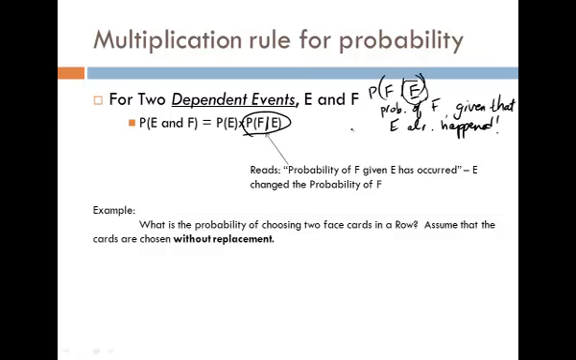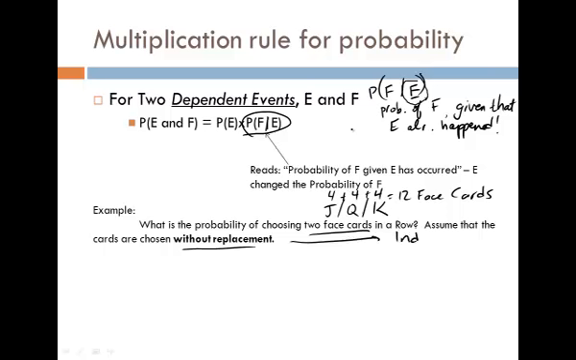So what about two face cards in a row? Now, face cards are jacks, queens, and kings. Those are the face cards. So there's 4 of these, there's 4 of these, and there's 4 of these, for a total of 12 face cards in the deck. And we're going to do it without replacement. So we can ask the question, are these events independent? Are they independent?